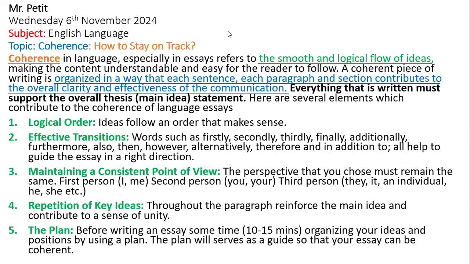True or false? Only some things in your essay should support your overall ideas. False. Very good. Give me some examples of transitions that you could use. Firstly, secondly, thirdly, therefore, however. Additionally. In addition to, very good. Alternatively. Then. Finally. Yes.